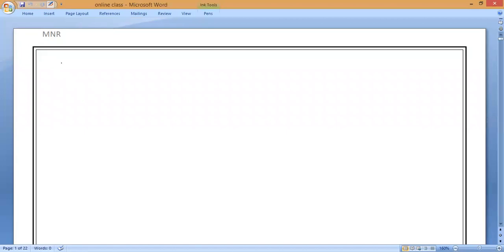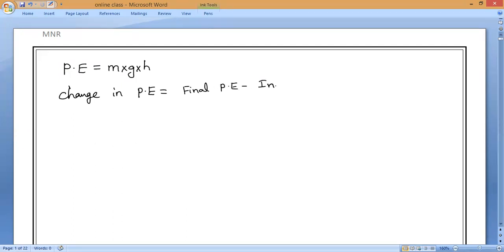We have done the derivation for potential energy. So what is the potential energy formula, everybody? Potential energy is equal to M into G into H. And if you want to find the change in potential energy, what is the formula? Final potential energy minus initial potential energy.